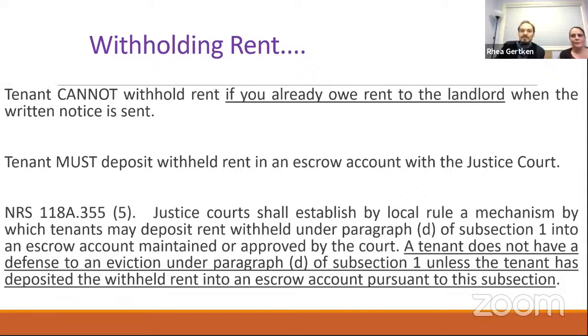So, a tenant does not have a defense to an eviction unless the tenant has deposited the withheld rent in an escrow account. In most cases, as a practical matter, the justice courts don't absolutely expect you to know that it's the law to put the rent into an escrow account. So as long as you have the rent available and ready to go when you get to your hearing, it's usually fine. But the proper way to do it is to put the rent in the escrow account with the justice court.